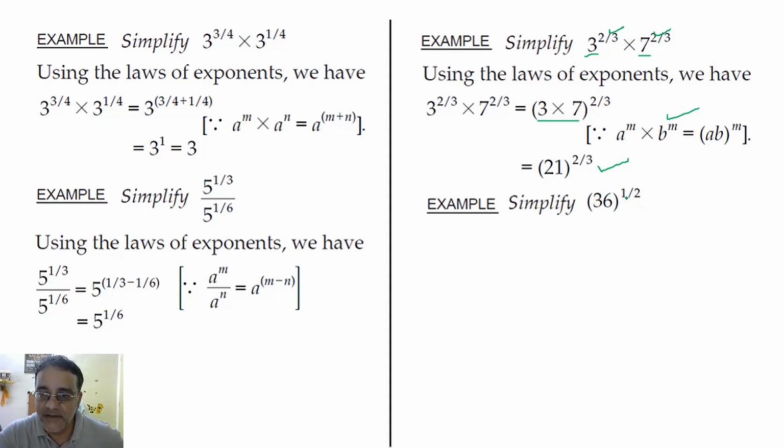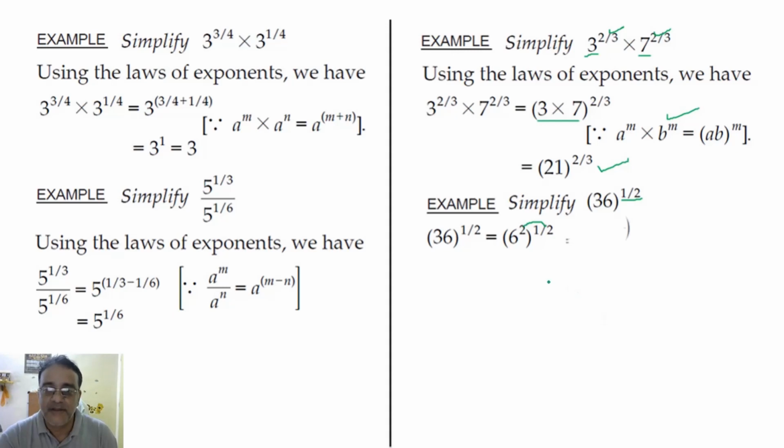So ये 1 by 2 है, तो हम लोग क्या करेंगे? 36 को 2 के पावर में हम लोग लिखेंगे. कैसे लिखोगे 36 को 2 के पावर में? 6 to the power 2. फिर ये दोनों into हो जाएगा. And which law we have to use for this? A to the power m whole to the power n is equal to a to the power m into n.